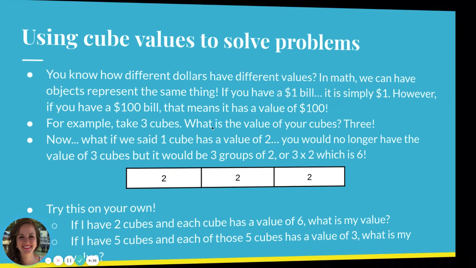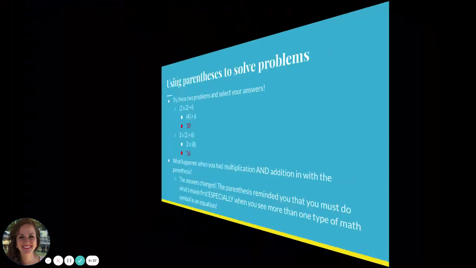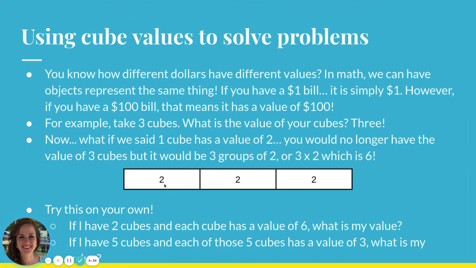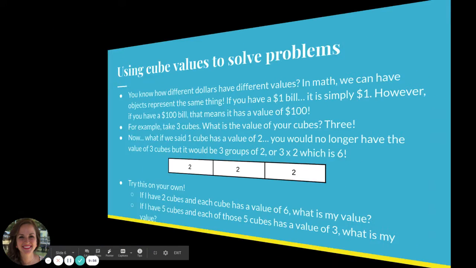So do you see how on this chart right here we have the 2 and the 2 and the 2? So I don't have just 3 boxes. I actually have 3 boxes, but each one has a value of 2. So I figured out that 3 groups of 2 is 6. All right, so you can try this on your own.